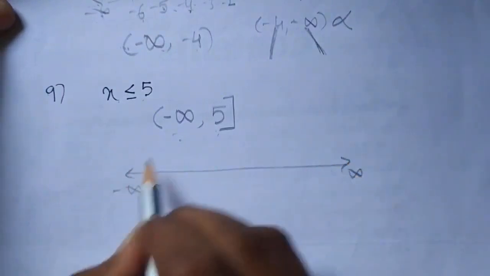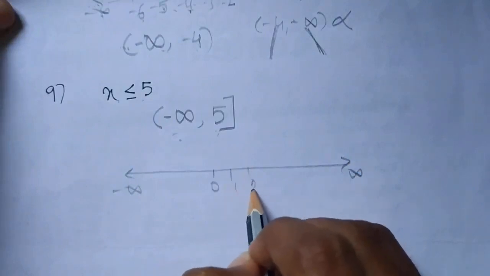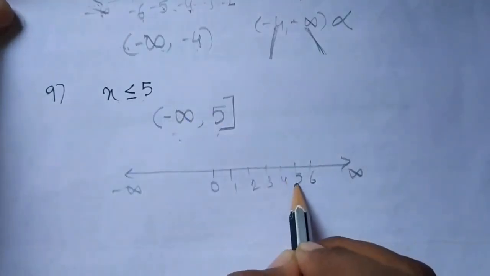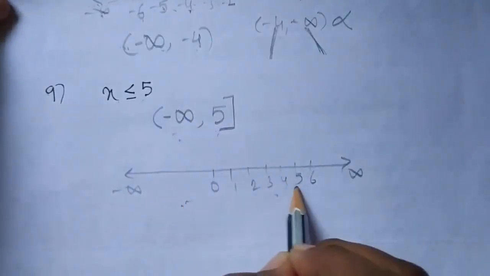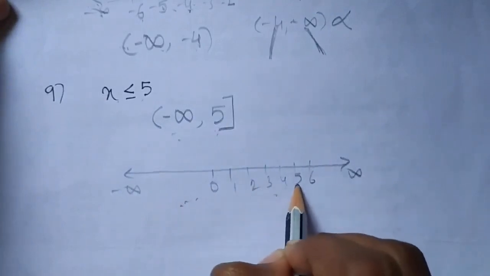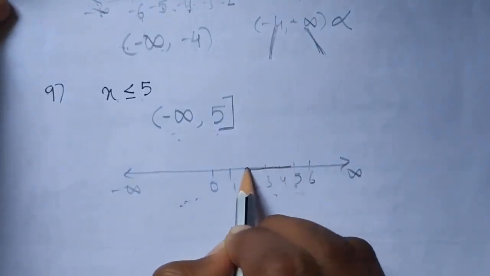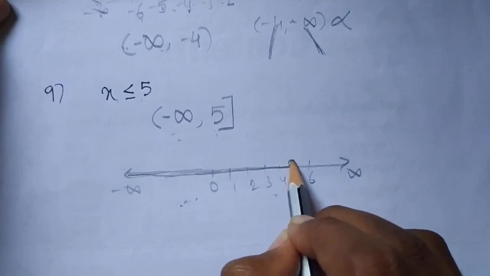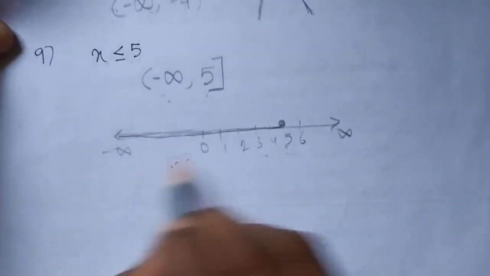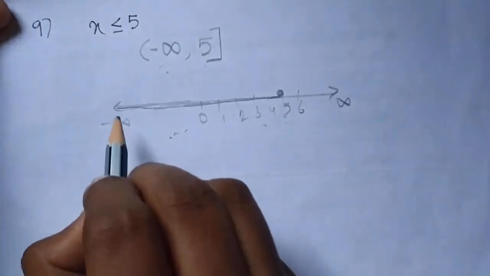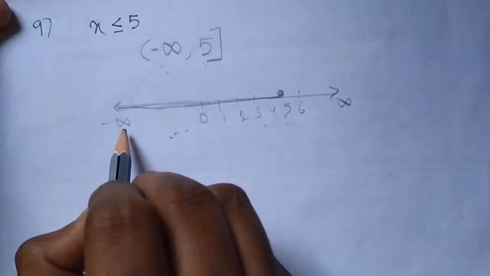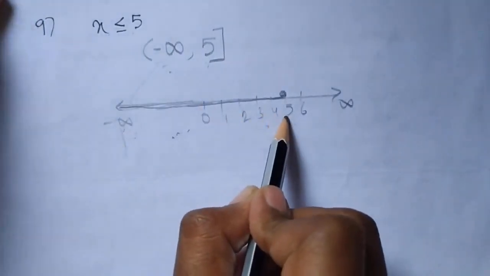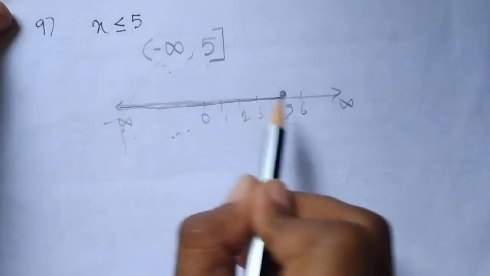Draw a number line: 0, 1, 2, 3, 4, 5, 6. The real numbers less than 5 lie to the left side of the number 5 on the line. Darken the line from 5 towards the left side up to minus infinity. 5 is included, so darken the circle at 5. Now by observing the number line you can write the solution set. The smallest value comes first, from minus infinity, the left number comes first, and the greatest number will be on the right side: minus infinity to plus 5.